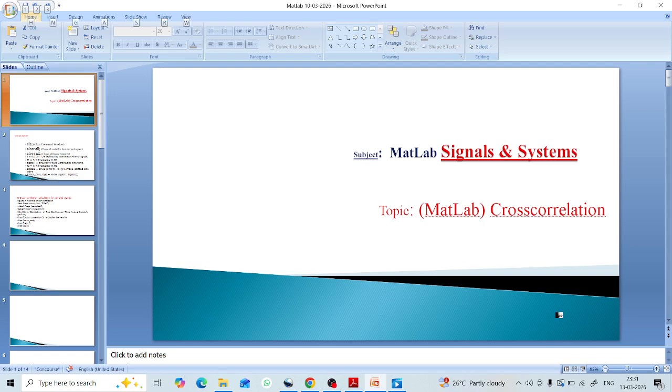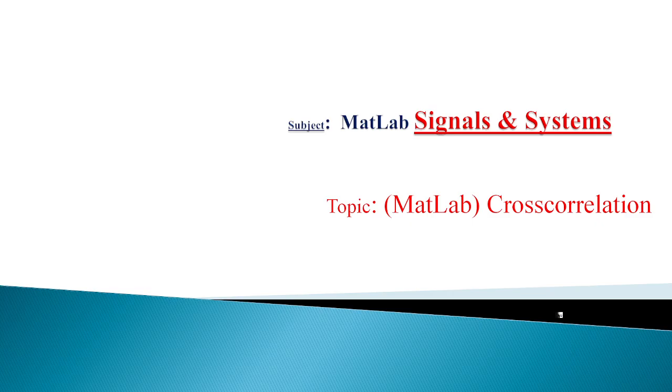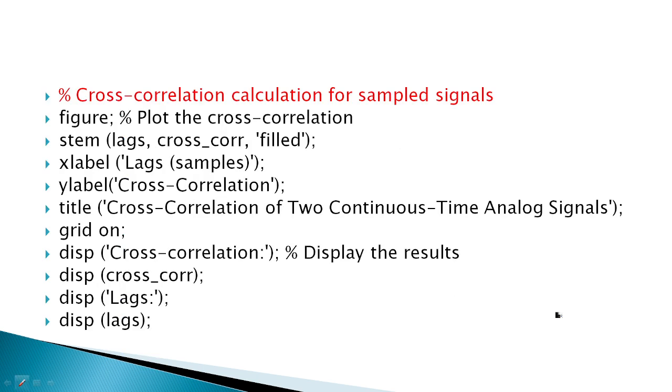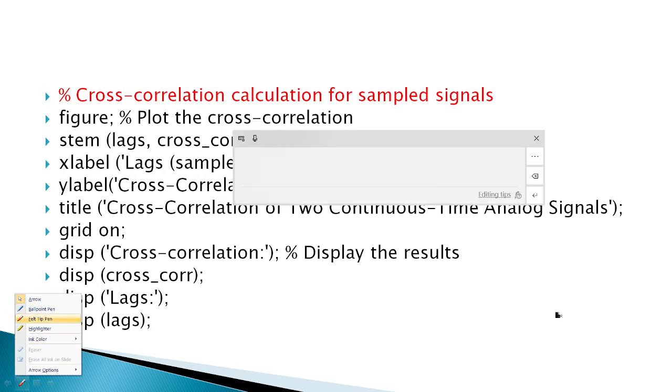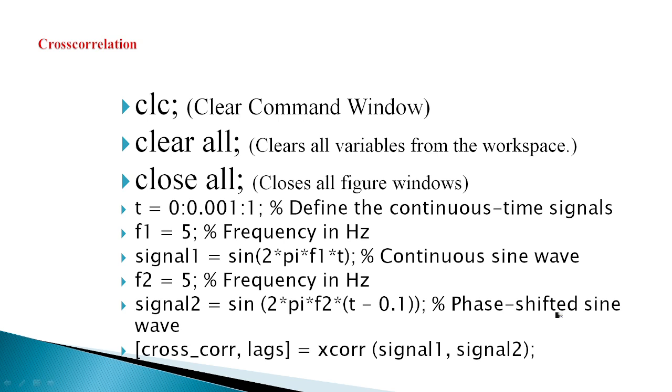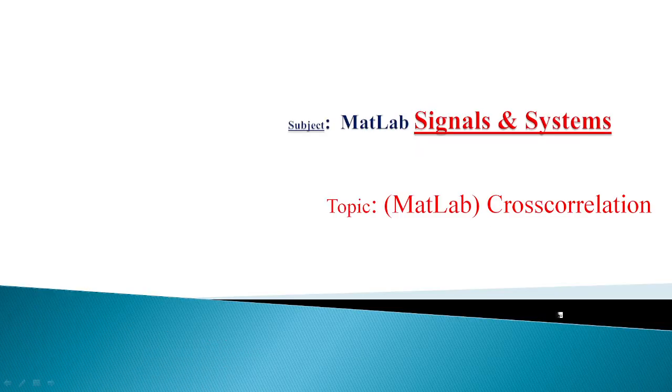I will explain about cross correlation. The relation between two different signals is called cross correlation. Here I will explain: the average of two different signals.